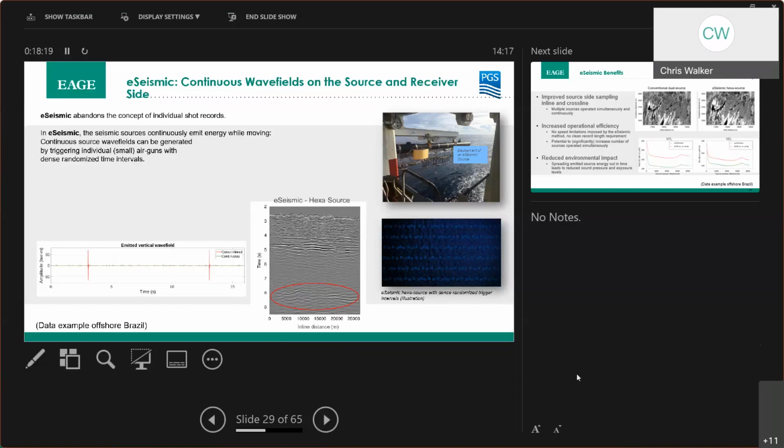And so this is a data example from offshore Brazil, where we see in green the very small amplitude individual gun pulses compared to the conventional airgun source shown in red. And with the E-Seismic using a hexasource configuration, we're able to get very good penetration, even though we're using very small gun volumes. And I think that's because the bubble pulse energy that's normally used in a tuned array to cancel out the bubbles radiating from the different gun volumes is actually penetrating into the subsurface.